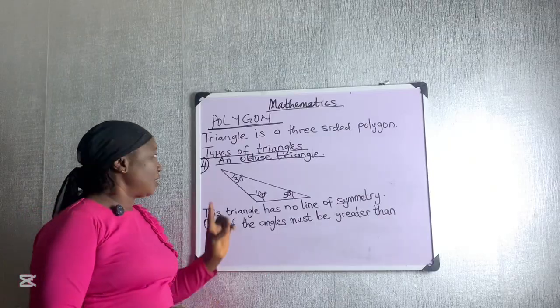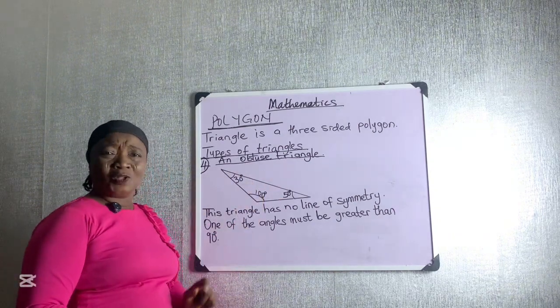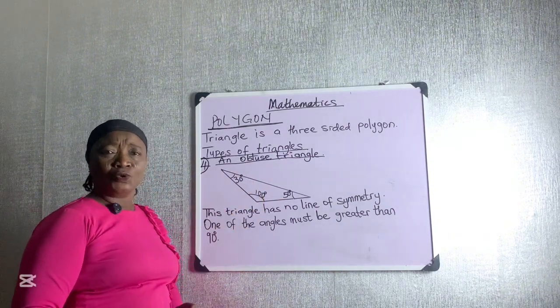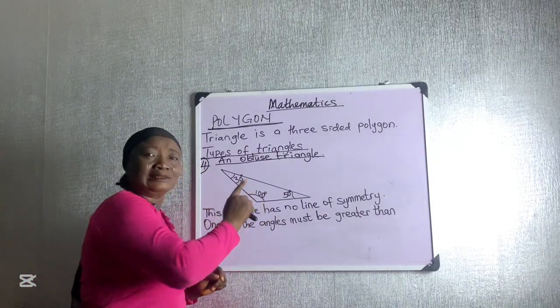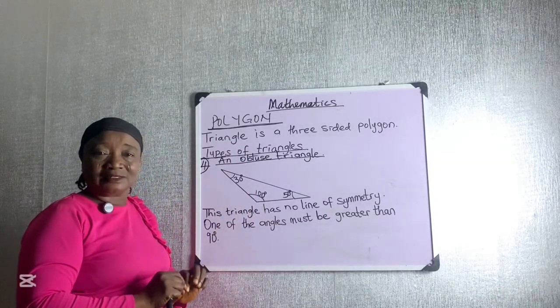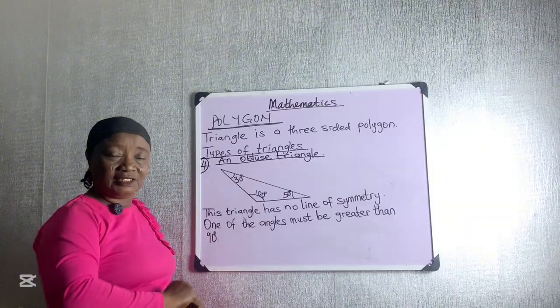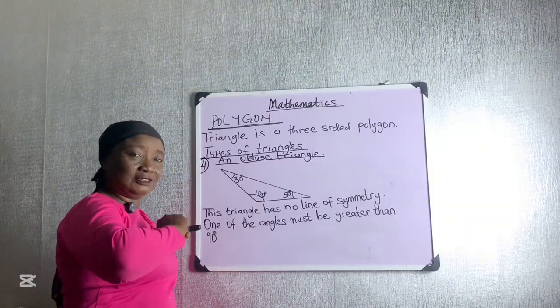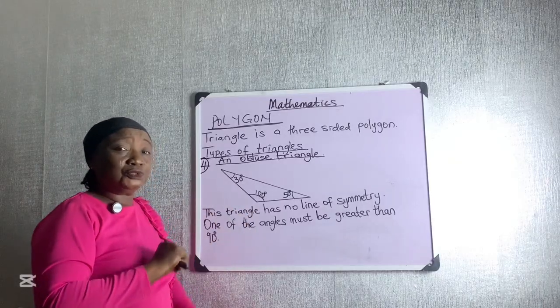The fourth triangle on the board is an obtuse triangle. Why is it an obtuse triangle? Because one of the angles must be greater than 90 degrees. An obtuse angle is stated to be an angle greater than 90 degrees. Any angle that is greater than 90 degrees is called an obtuse angle.